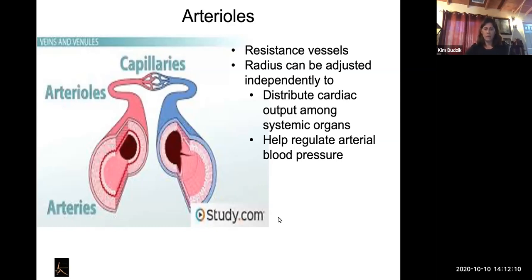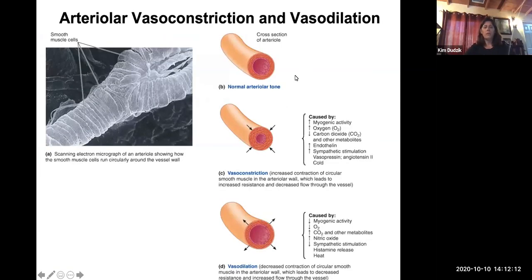Okay, and so there we go. So you can see this here. So here's a micrograph picture of our arterioles. They are wrapped in smooth muscle. And so it's this smooth muscle that can constrict. It can contract. When it contracts, it causes vasoconstriction. And that reduces the radius of the arteriole itself, which is going to increase resistance, which is going to decrease blood flow. Right? That's vasoconstriction.